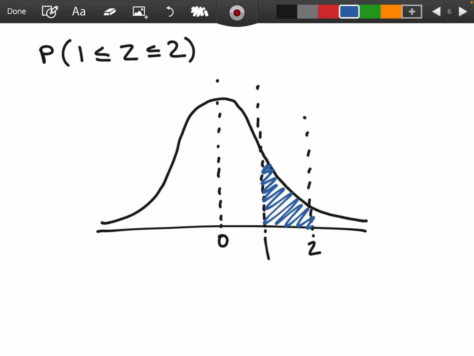I want you to go to second and vars and the second option down of normal CDF. So we're looking at normal CDF, and this time I have both a lower and upper bound. So your lower bound is 1, your upper bound is 2. So I've got a lower bound of 1, an upper bound of 2, and my mean and standard deviation are 0 and 1. And you should find that you come out with 0.1359.